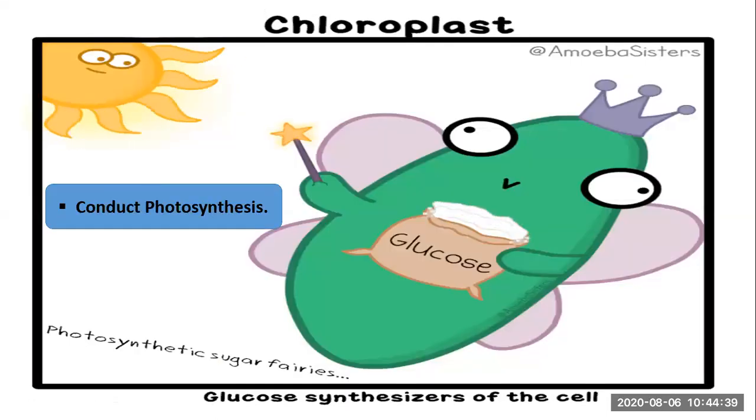Now this is the chloroplast, and we all know what the function of the chloroplast is. It conducts photosynthesis. As you can see, glucose is present, and in the presence of sunlight it is producing glucose. So it is the glucose synthesizer of the cell.